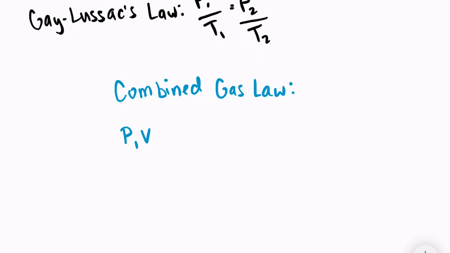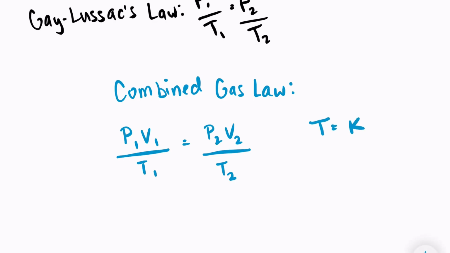So we have P1 V1 over T1 equals P2 V2 over T2. And again, this is an easy equation to work with. All that we have to do is rearrange the formula to solve for whatever missing variable we're looking for. One thing to remember is that temperature does have to be in Kelvin. So if you're given Celsius, you need to add 273 to that number. So let's try an example.